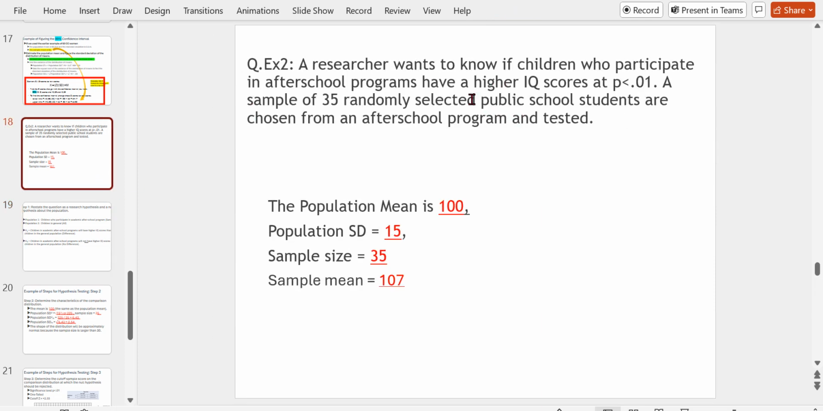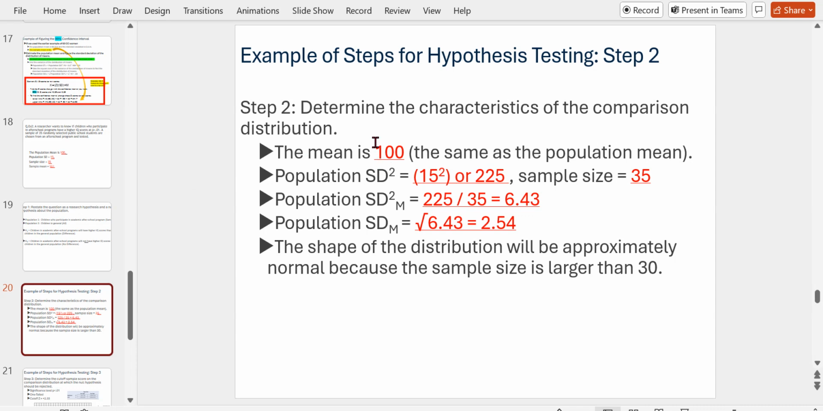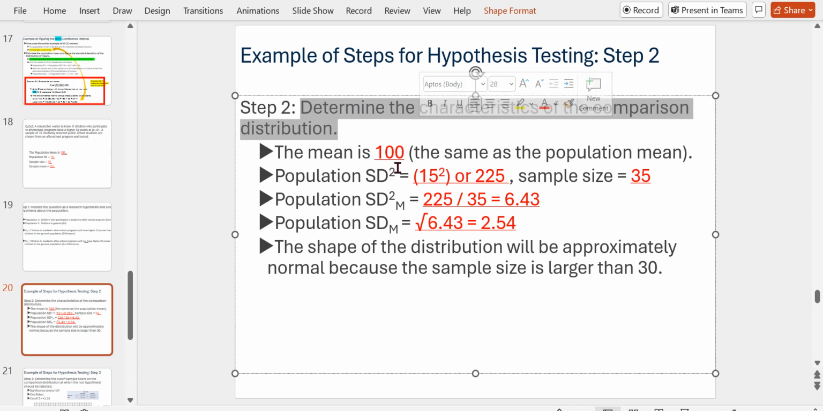We're not looking for a difference. We're looking for higher scores. In education, we only modify education to improve students' scores, right? So, example for step 2, determine the characteristics of the comparison distribution. Remember, you have your population, your sample, and your DOM. We need to figure out the characteristics of the DOM.